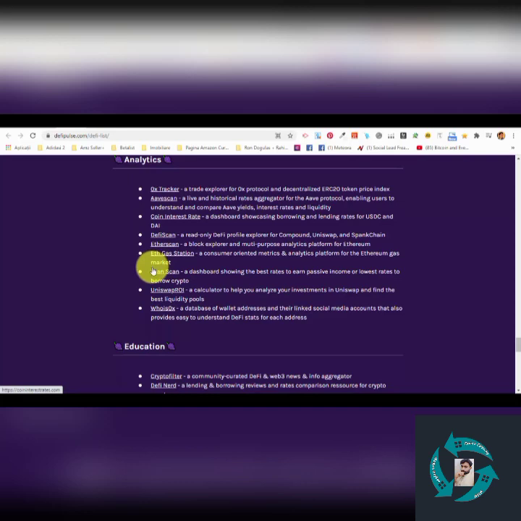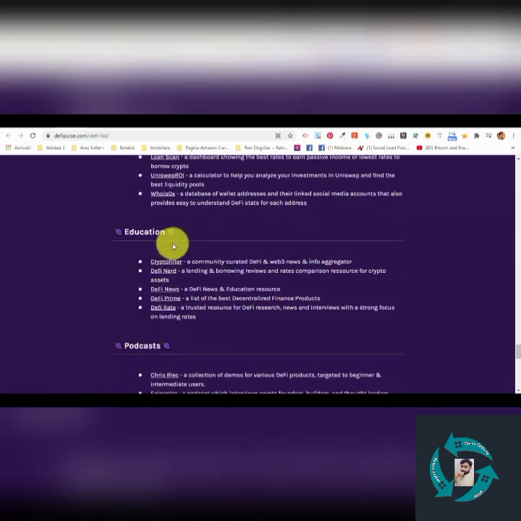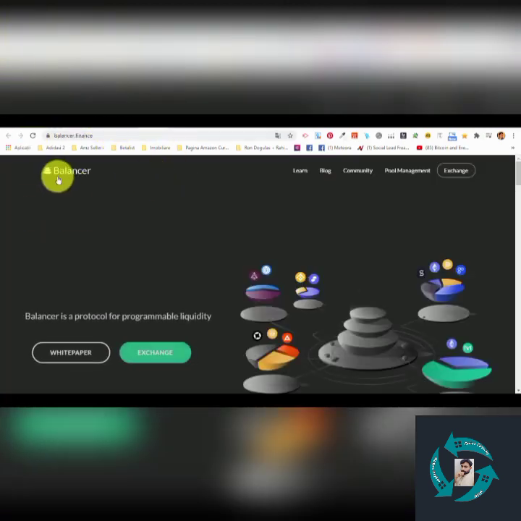Again, you have to do your own research. Obviously, we don't know everything about these projects, because this is a new domain and we are not developers or anything like that. We just show you the potential yield that these projects have in the cryptocurrency space and what they can generate for you. Okay, and let's go to Balancer.